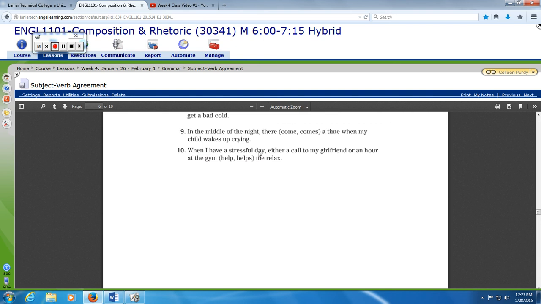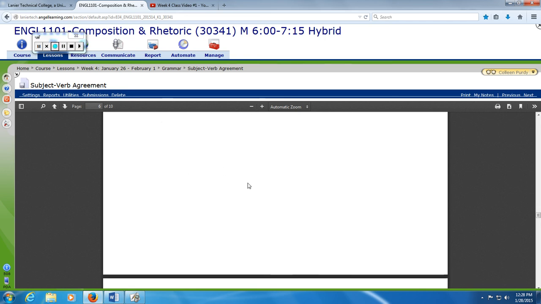Okay? When I have a stressful day, that's a dependent clause. We're not worried about this dependent clause. We're looking at this independent clause. We've got either or. This means we need to take our clue from the subject that's closest to the verb. So let's get rid of some prepositional phrases here. To my girlfriend at the gym is a prepositional phrase. So here's my essential sentence. Either a call or an hour helps me relax. Well, the closest subject is hour, and it's singular, so it's helps. So this reads, when I have a stressful day, either a call to my girlfriend or an hour at the gym helps me relax. Okay?